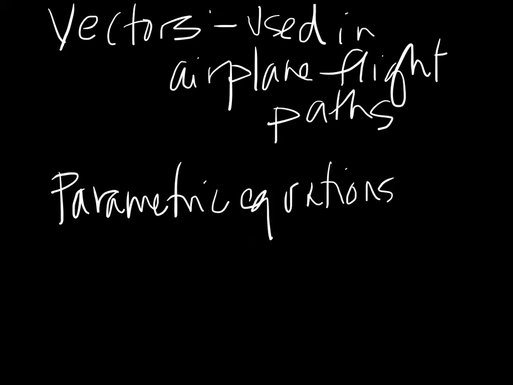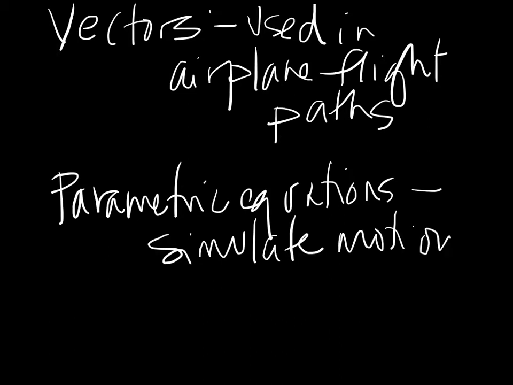Simulate motion. And they use these equations in the analysis of motion in space. If you have things going on the moon or Mars, that's one of those things that they use parametric equations for. And then they use them to represent points in the coordinate plane.